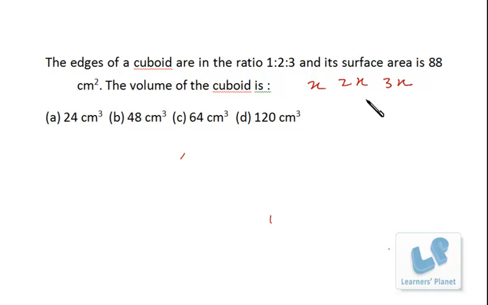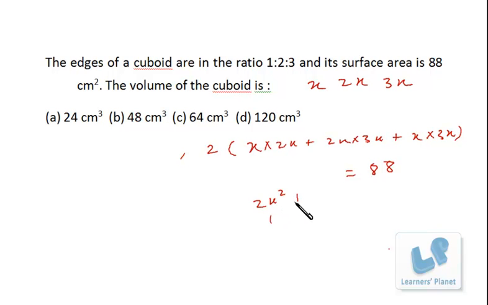Now what is the formula for surface area of a cuboid? That is 2 times LB plus BH plus LH. That is 2 times x into 2x plus 2x into 3x plus x into 3x, and that is given to us as 88, right? So it's 2x square plus 6x square plus 3x square is 88 by 2, that is 44. So 11x square is 44, x square is 4, x is equal to 2.